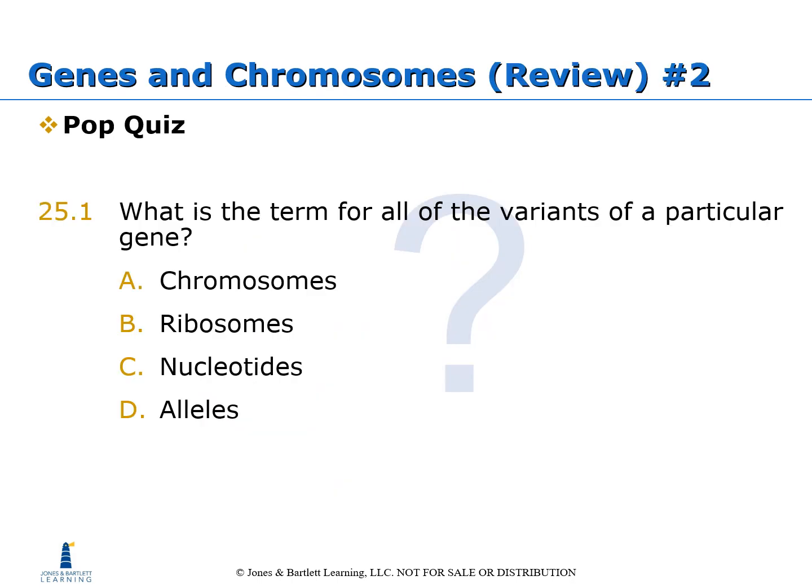Pop quiz. What is the term for all the variants of a particular gene? A. Chromosome. B. Ribosome. C. Nucleotides. D. Alleles. I will pause for a few seconds. Think about it.